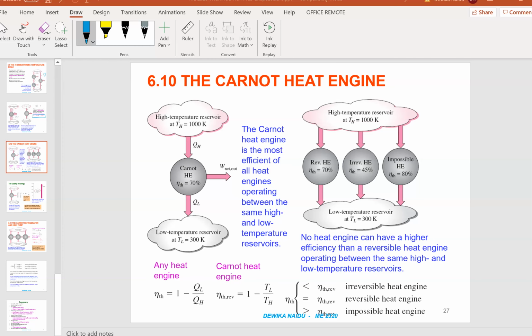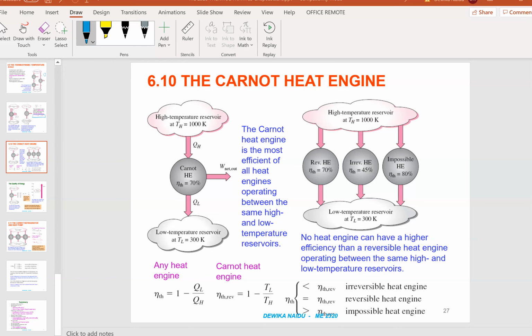We will be continuing our lecture into 6.10, which is the Carnot heat engine. I've explained to you the Carnot cycle earlier, so now let's look at the Carnot heat engine itself. In the textbook, we are looking at the Carnot heat engine on page 301.